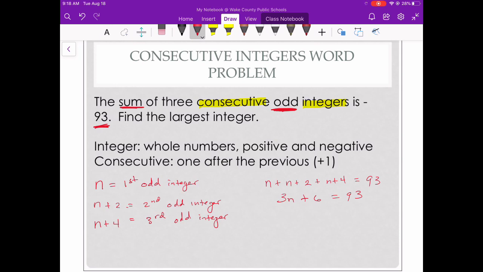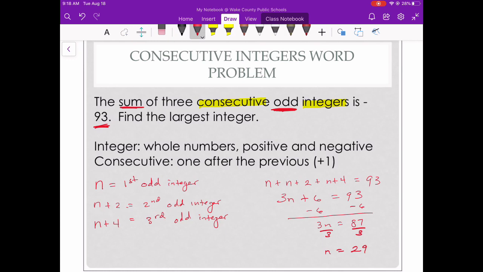Now I'm going to try to isolate my variable and get all the constants on the same side. So inverse operation, subtract 6 from both sides. 3n is equal to 87. Now 3n is multiplied, so the inverse operation is divide. Divide both sides by 3, and n is equal to 29.